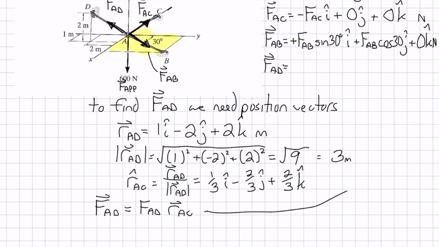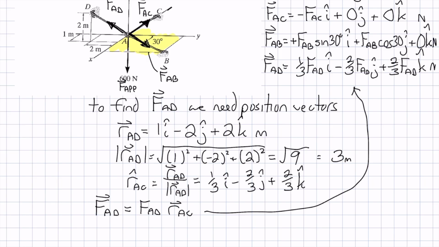And so when I do that and put it up here, 1/3 F_AD i hat minus 2/3 F_AD j hat plus 2/3 F_AD k hat, in newtons. And so using all of that, that's how you figure out what's actually happening here, and are able to write all the vectors in terms of i hat, j hat, k hat and the unknown magnitudes. So I'm just going to erase this now to clear up some room.